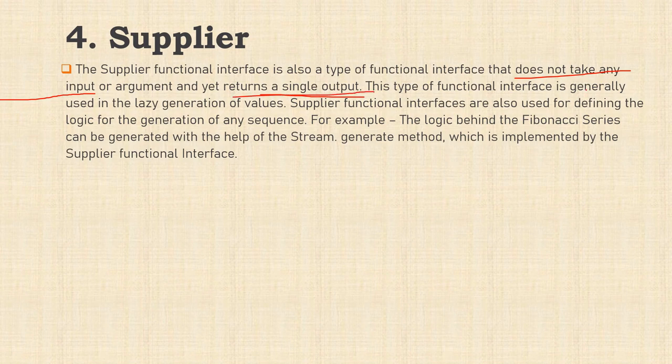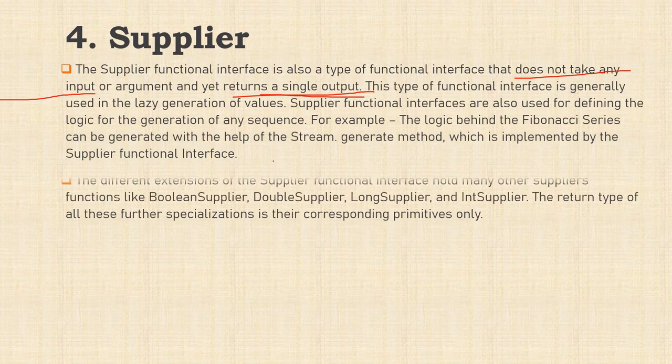This type of functional interface is generally used in lazy generation of values. Supplier functional interfaces are also used for defining the logic of the generation of any sequence, like for the Fibonacci series. The different extensions of the Supplier functional interface hold many other suppliers, like BooleanSupplier, DoubleSupplier, LongSupplier, and IntSupplier, same as previous.